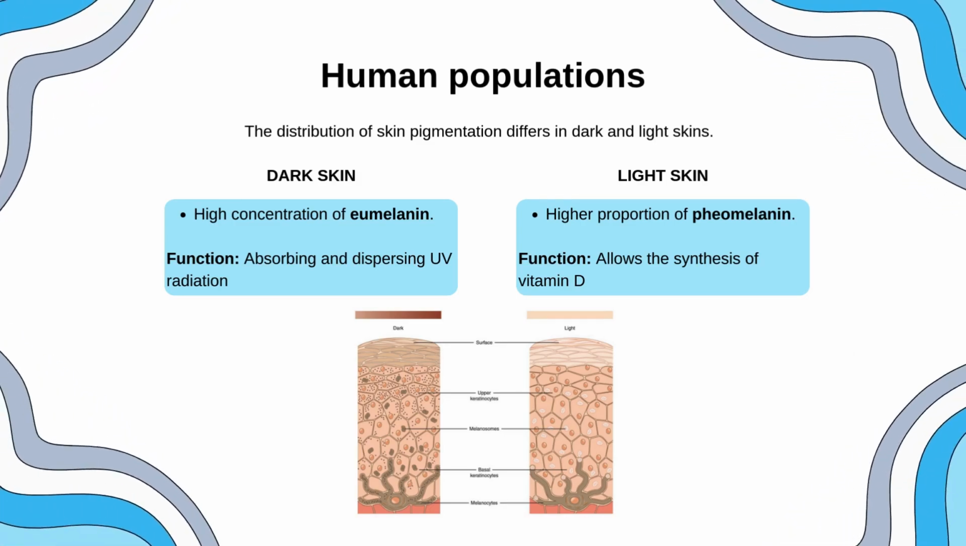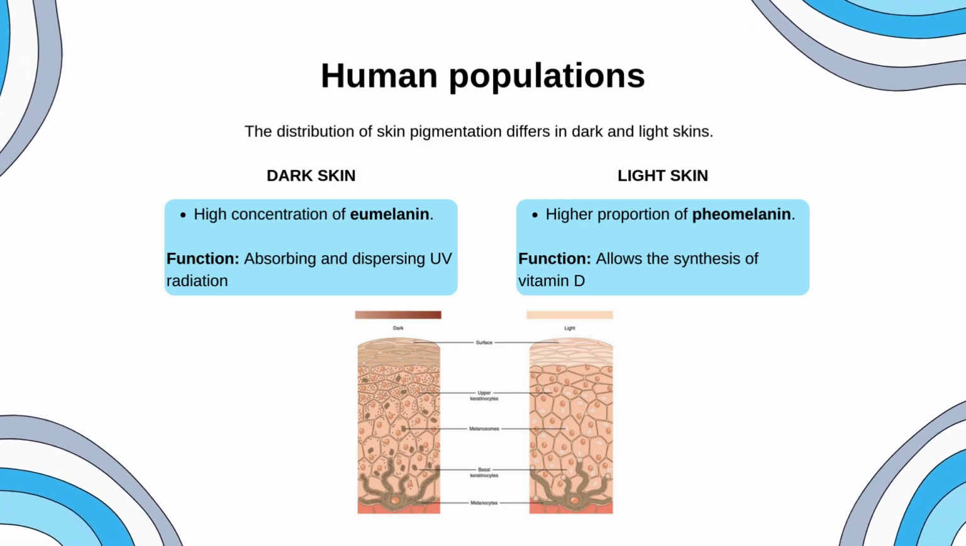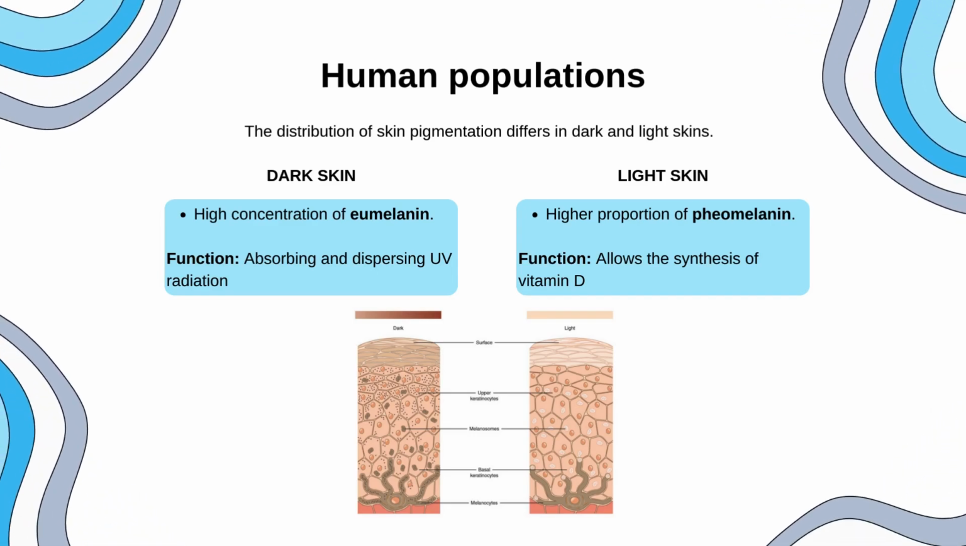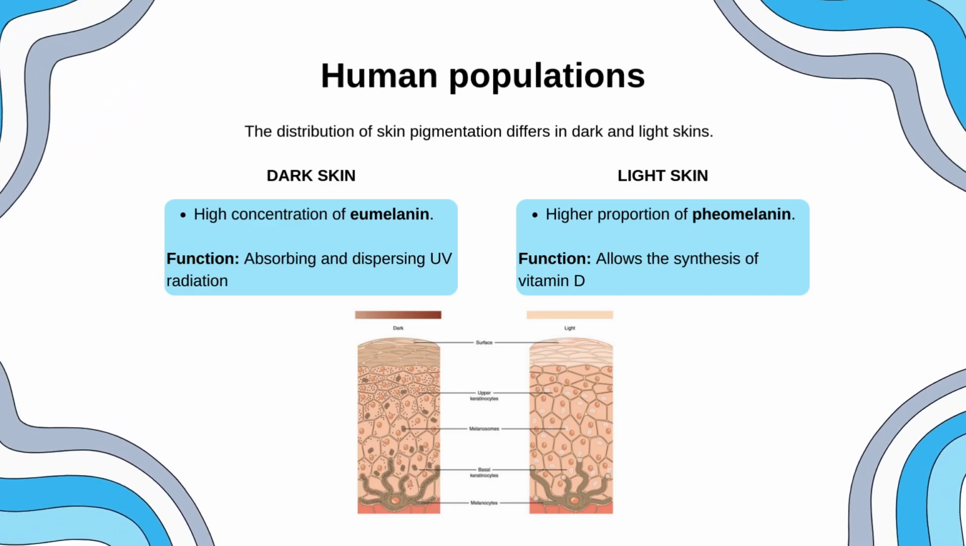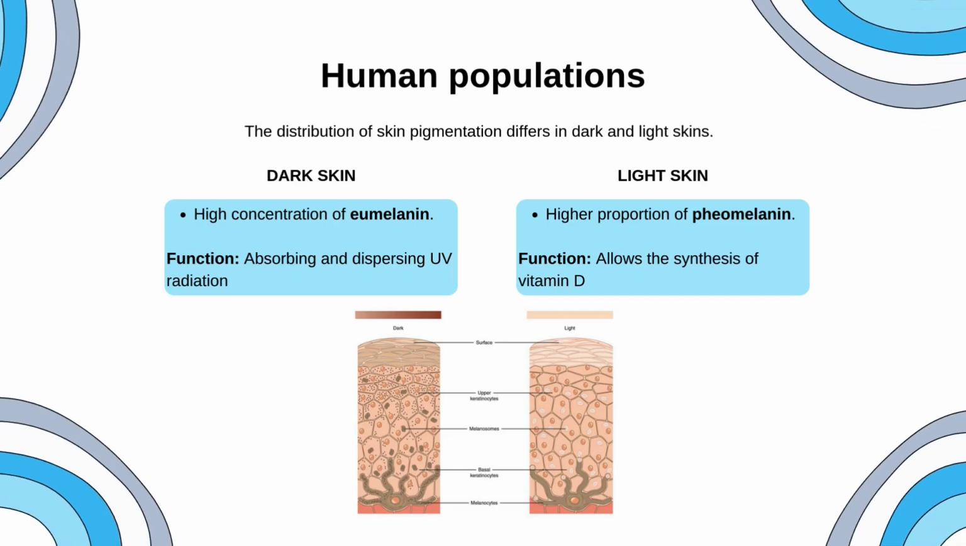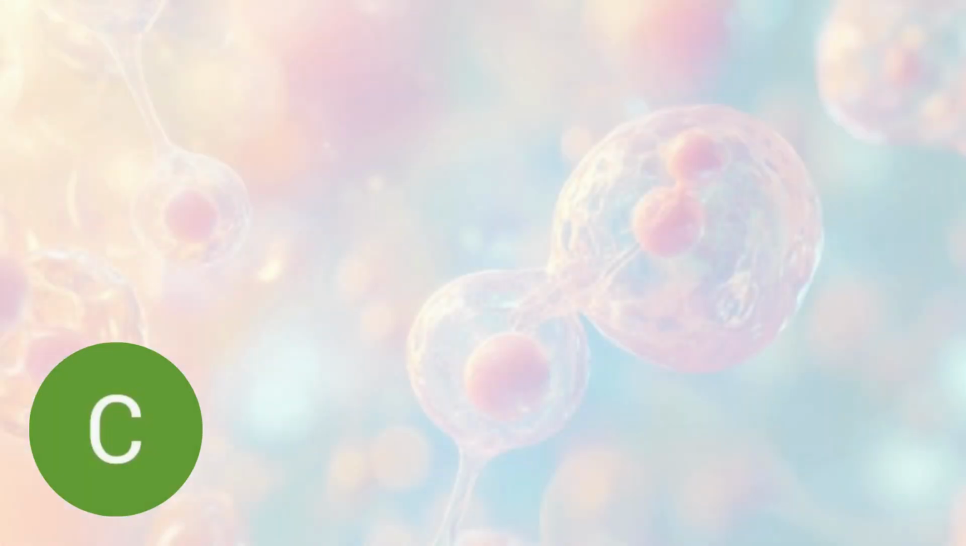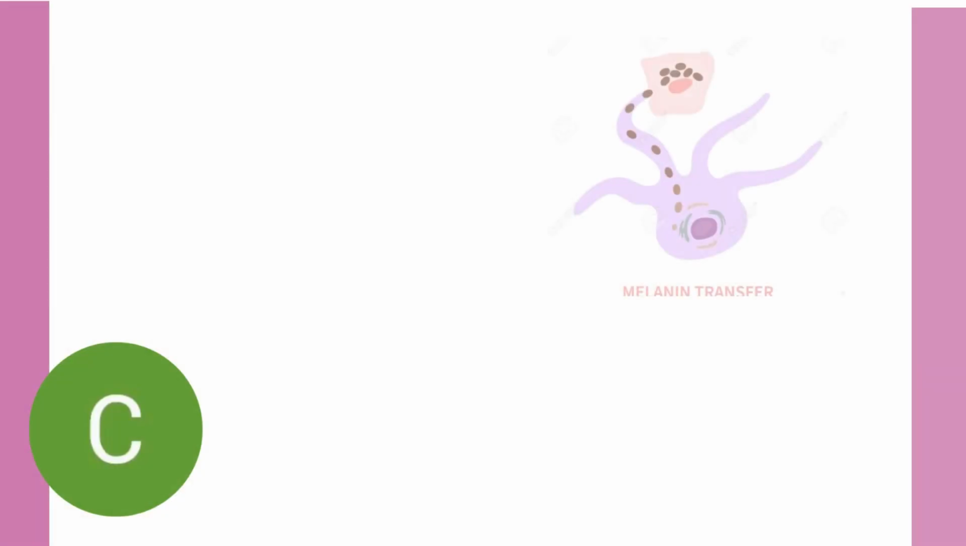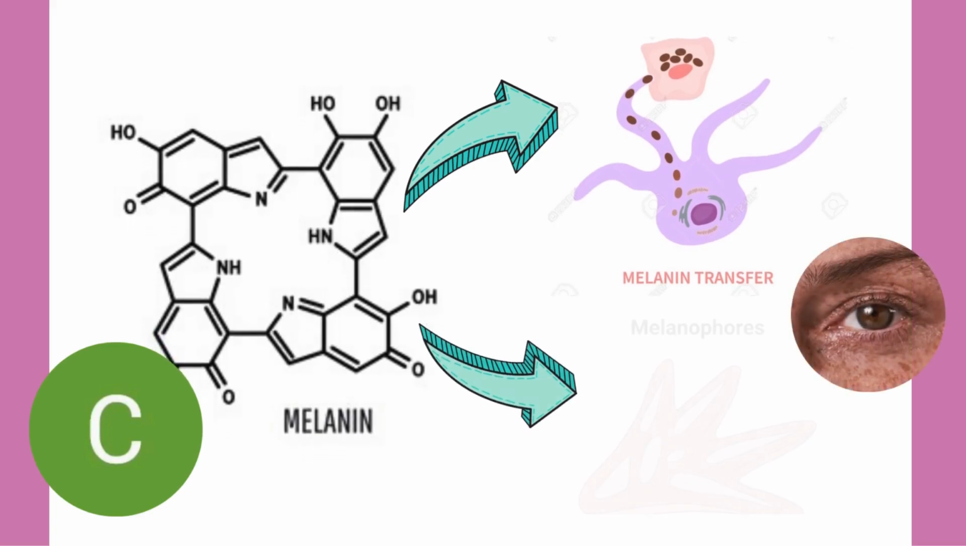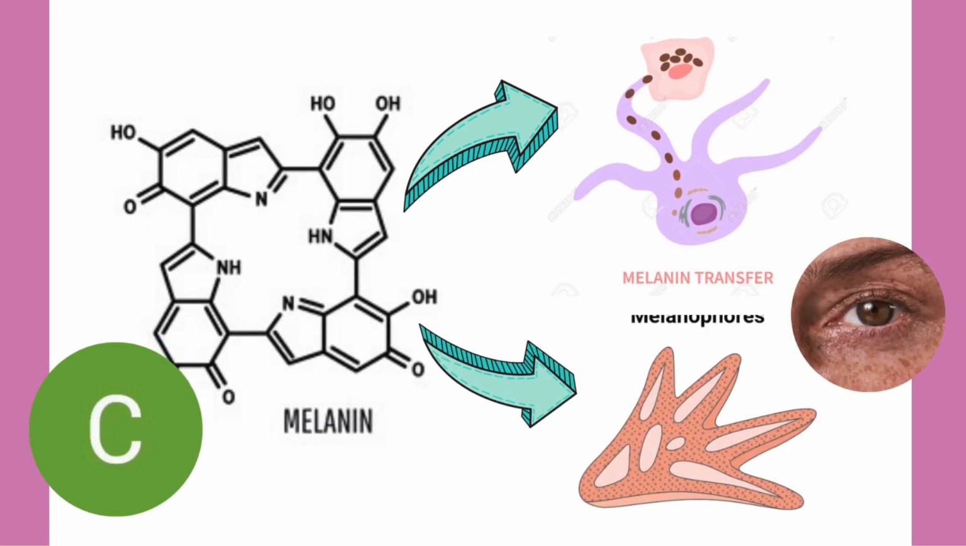Light skin contains less melanin and a higher proportion of pheomelanin, a type of yellow to reddish melanin, which is less efficient at absorbing UV radiation, but the main function allows the synthesis of vitamin D. Melanin. Melanin is a pigmented polymer that in humans is stored in melanosomes but in animals is stored in melanophores. It is used to camouflage and for the extinction of oxidated free radicals generated by UVR.